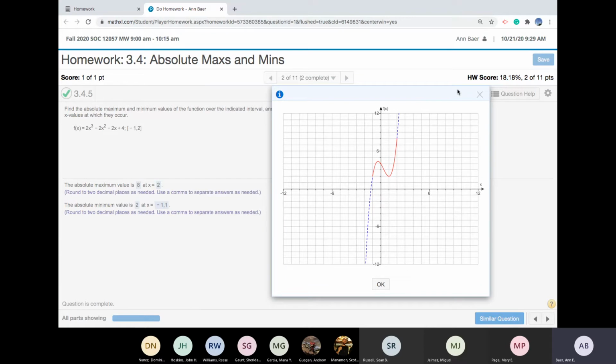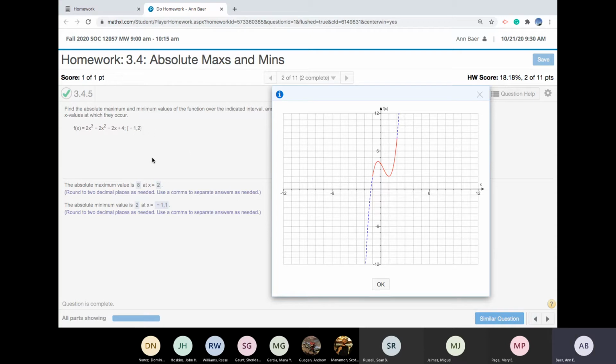I don't want to take a lot of time like we did with the first problem, but we're talking about this function over the interval -1 to 2. So this point here on this red graph, if I go straight down to the x-axis, is at -1. This point right here, straight down to the x-axis, is at 2. So we're talking about this interval.